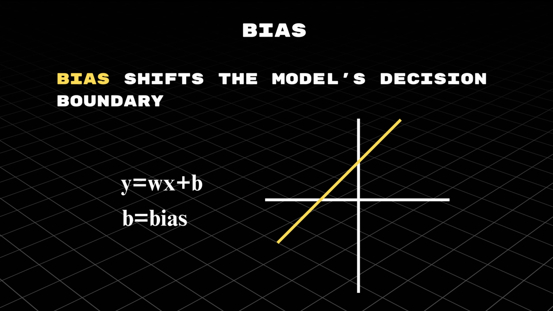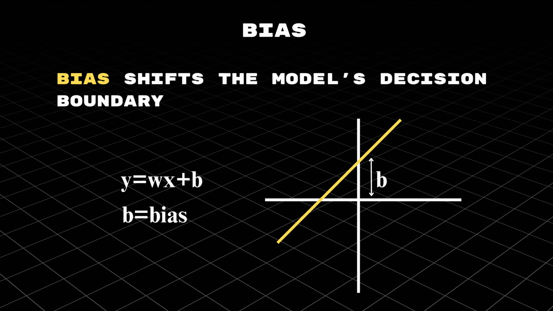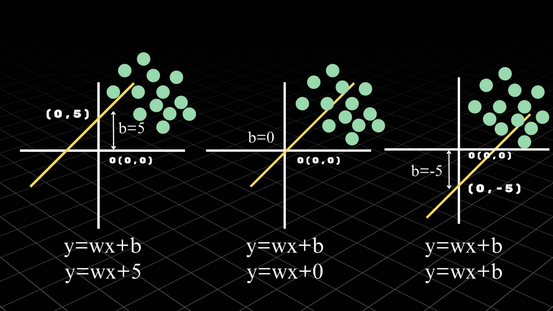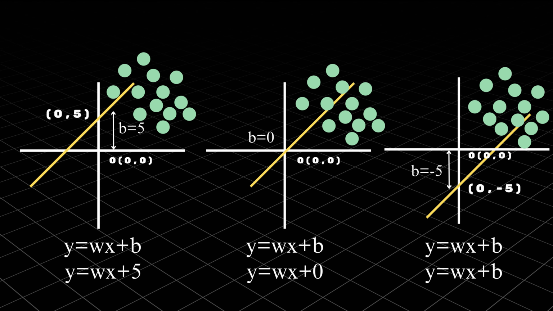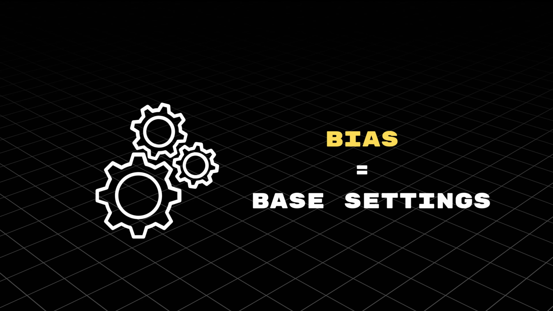Bias shifts the model's decision boundary. Without it, the model might be too rigid to fit real data. Think of drawing a line through points. It won't always pass the origin. Bias gives flexibility by adjusting where the line starts. During training, bias updates alongside weights. Together, they allow the models to fit patterns better.